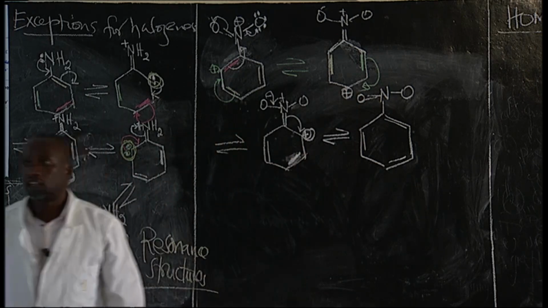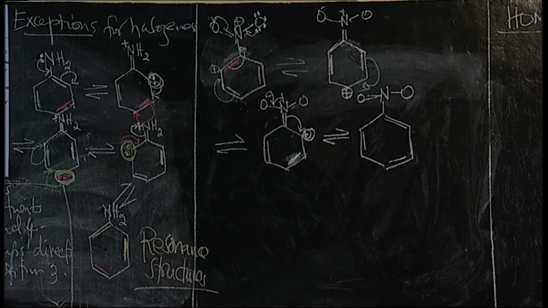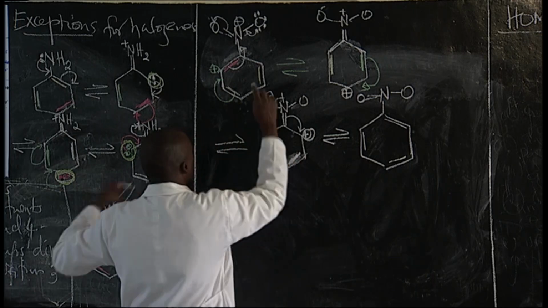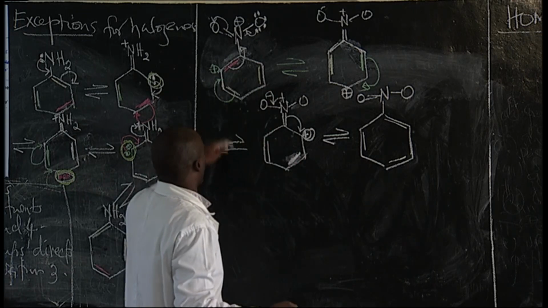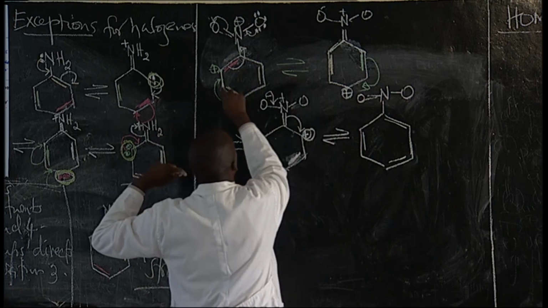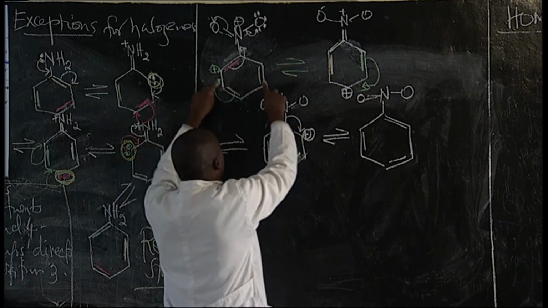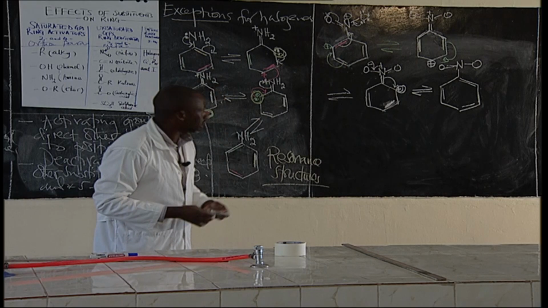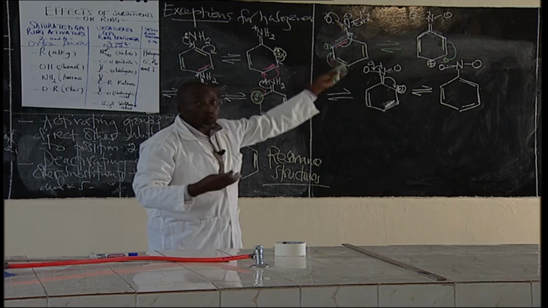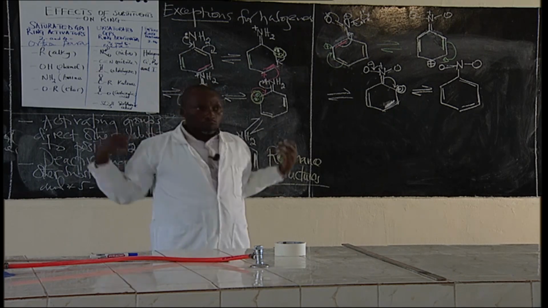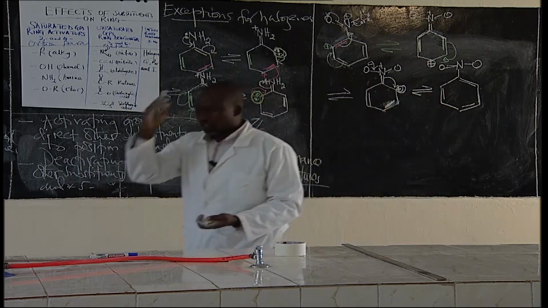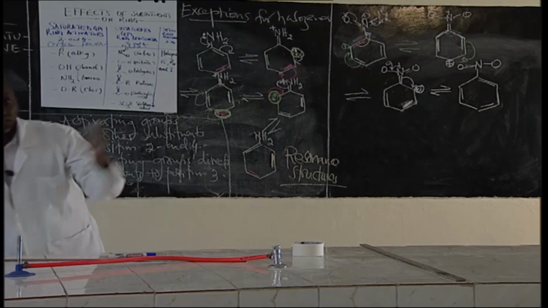What does that mean? That those ones cannot be attacked by the electrophiles. So electrophiles only have to attack other positions. This is position number 3 and position number 4. This is position number 3, number 3 and number 5. Those are meta positions. So that is the resonance structure of the nitro group, which is deactivating, removing the electrons within the ring.